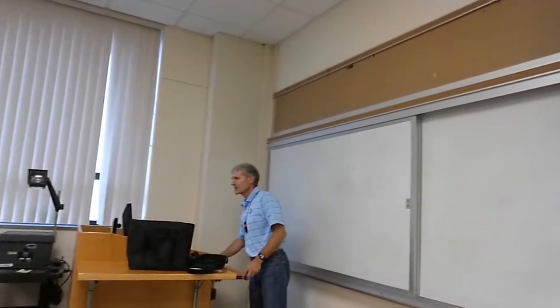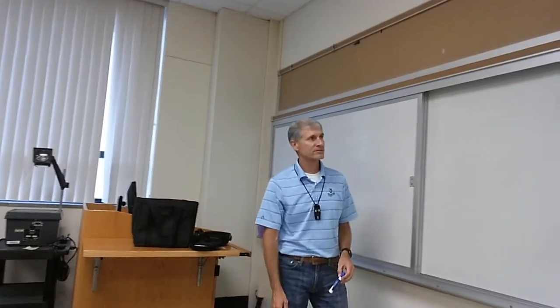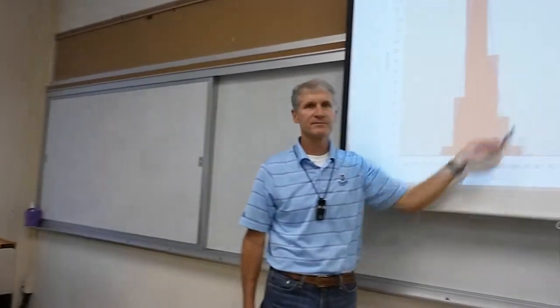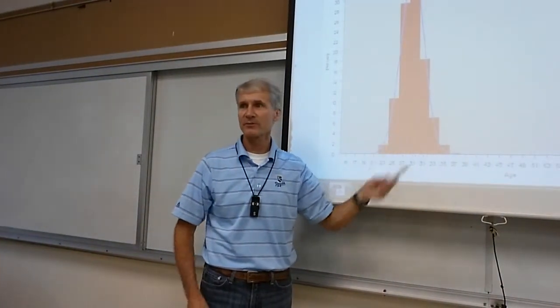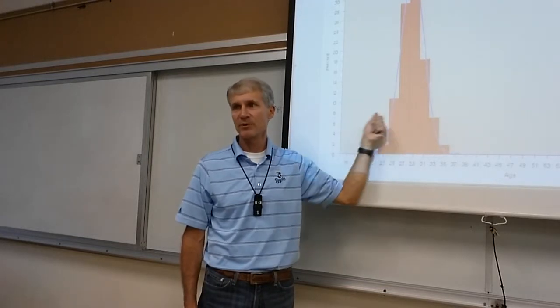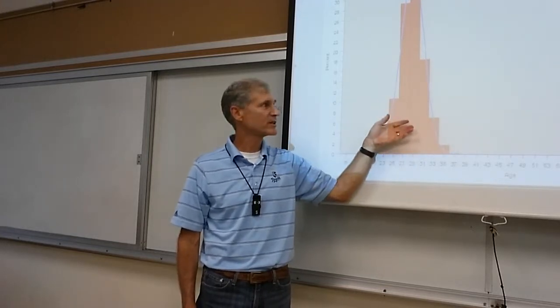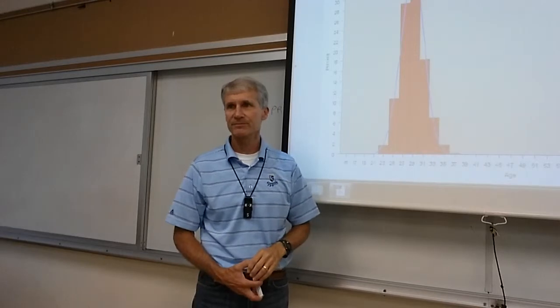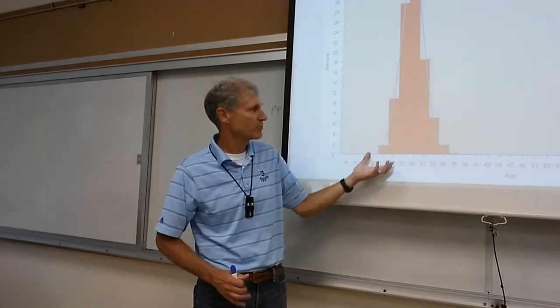Now, if I go to 30, then it looks very bell-shaped and symmetric. So that's the if part of the central limit theorem. If you have samples of at least 30, it'll be normally distributed, even when the original data is not normally distributed. So now I would trust computing probabilities.